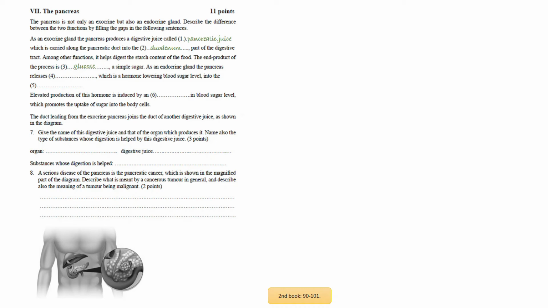As an endocrine gland, the pancreas releases the hormone insulin, which is a hormone lowering blood sugar level into the blood. Elevated production of this hormone is induced by an increase in blood sugar level, which promotes the uptake of sugar into the body cells. The duct leading from the exocrine pancreas joins the duct of another digestive juice as shown in the diagram. Give the name of this digestive juice and that of the organ which produces it. Name also the type of substances whose digestion is helped by this digestive juice.